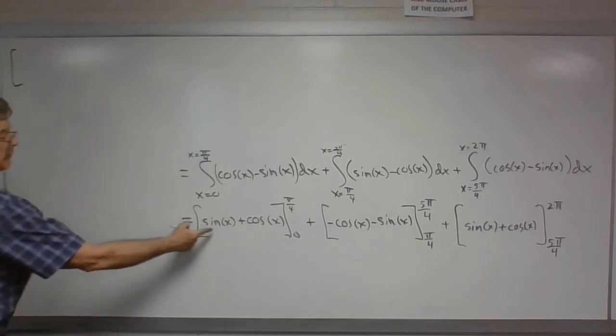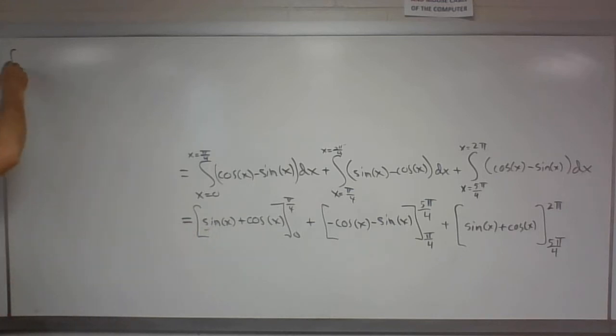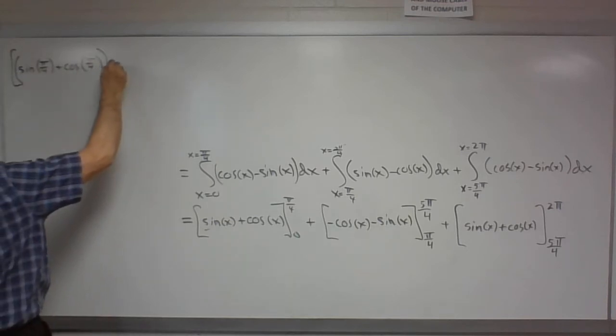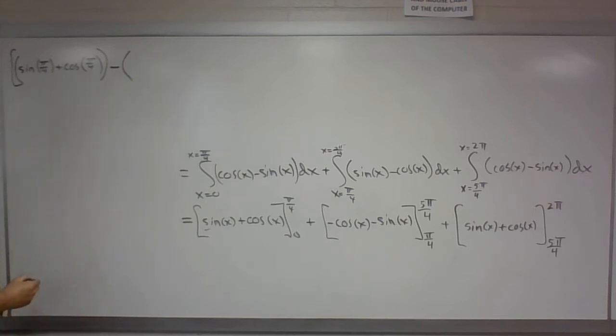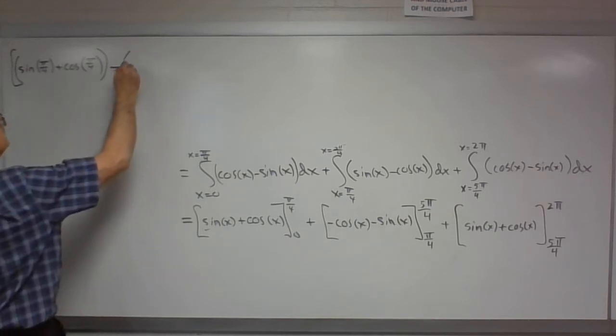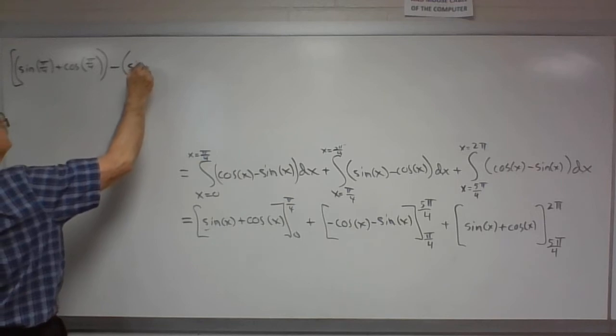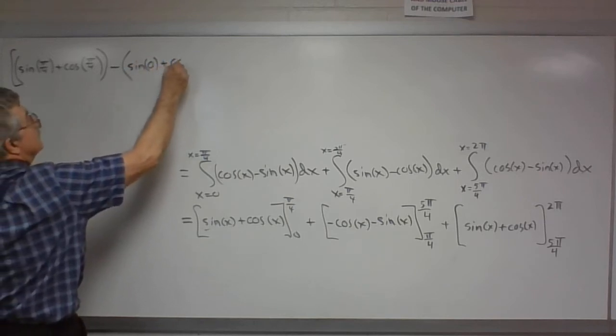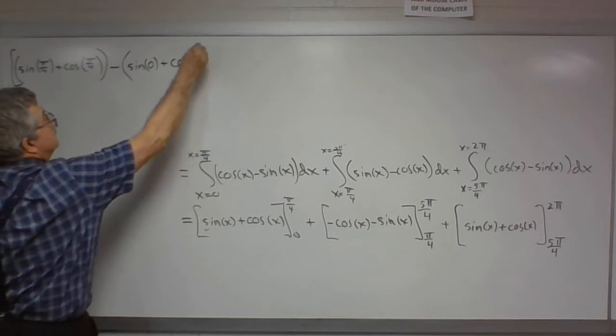And this gives us sine of pi over 4 plus cosine of pi over 4 minus sine of 0 plus cosine of 0.